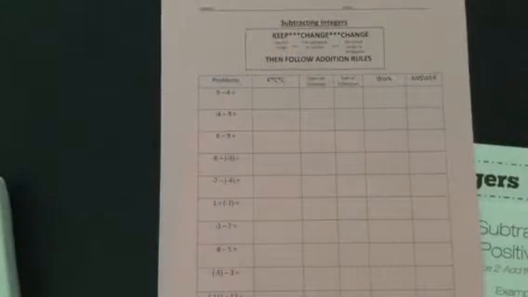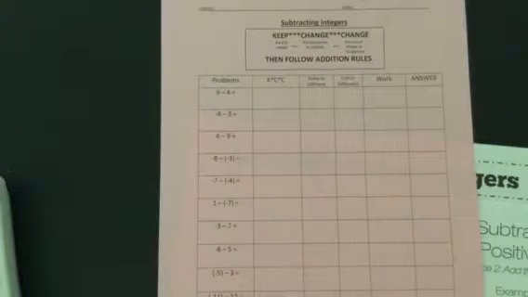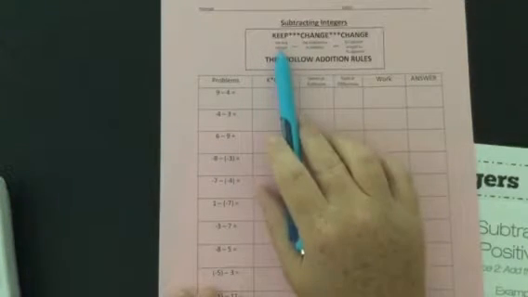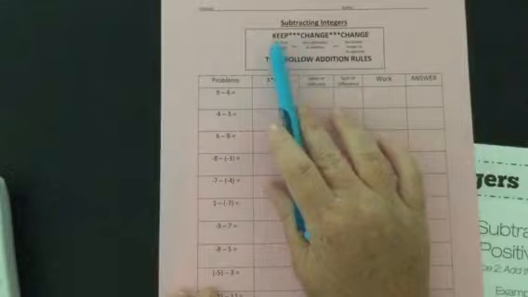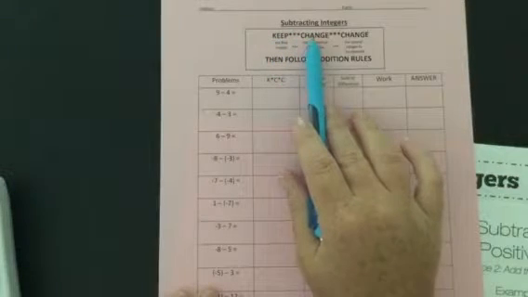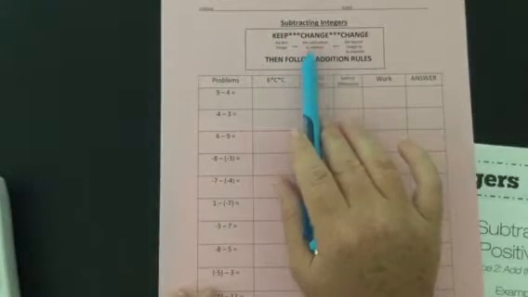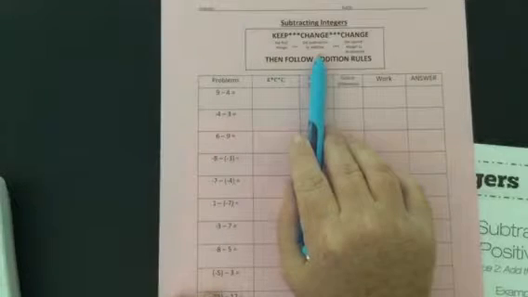The keep says that we're going to keep the first integer. So the first integer will not change. If it's a -5, it stays a -5. If it's a +5, it stays a +5. No way, no how do you change the first integer. Then we change, remember keep, change, we change the subtraction sign to an addition sign.